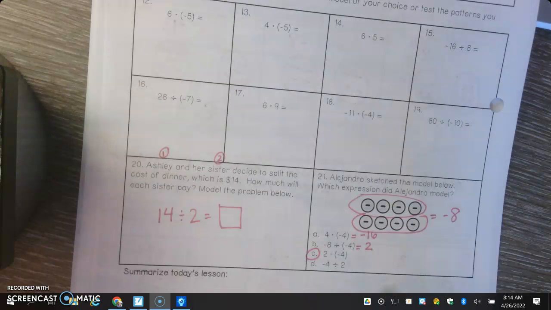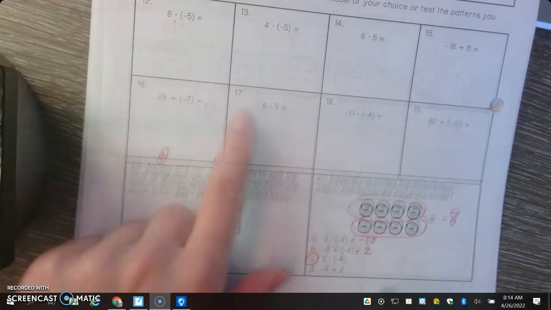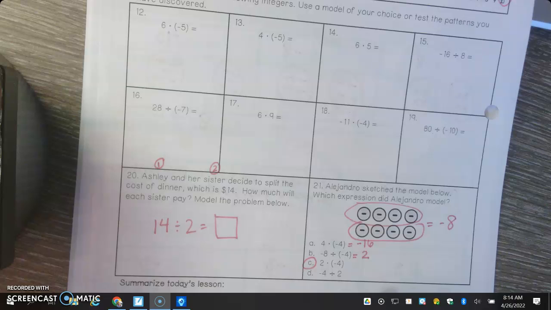Alright. Once you're done, let the sub know so that they can pass out to you your practice sheet for today. Okay? Make sure you check the answers for 12 to 19 with the answer key with the sub.